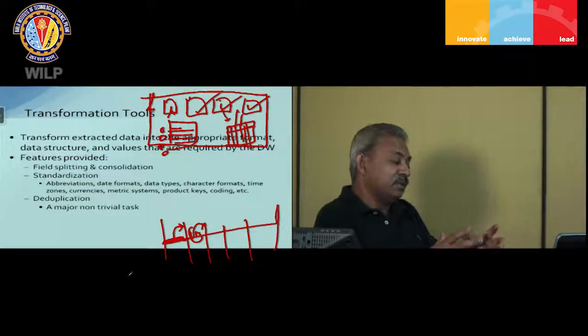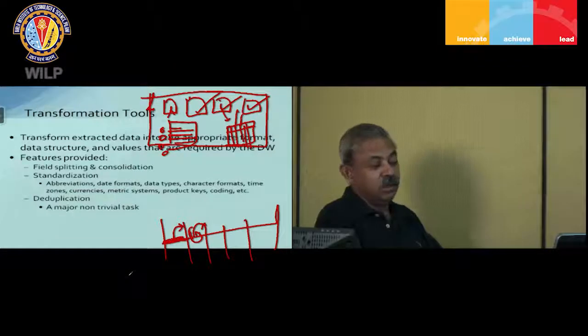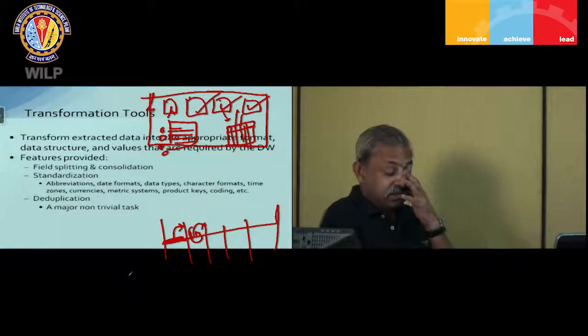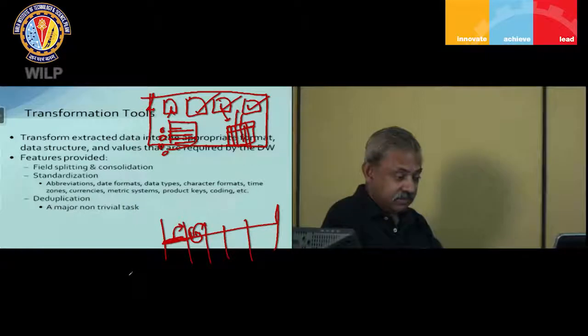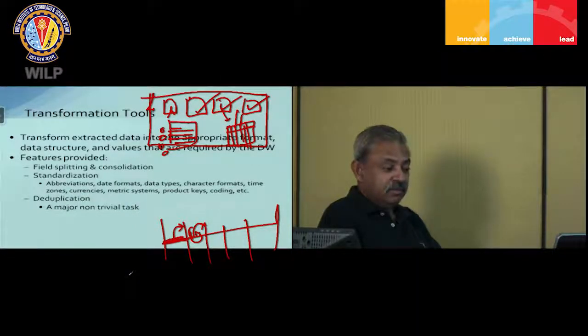Address, I may want to split into multiple fields. Consolidation: sometimes I may want to combine two fields into one, right? So that is also possible. I'm not able to think of an example straight away, but I think in the next slide I have one such example. And then we talk about standardization.